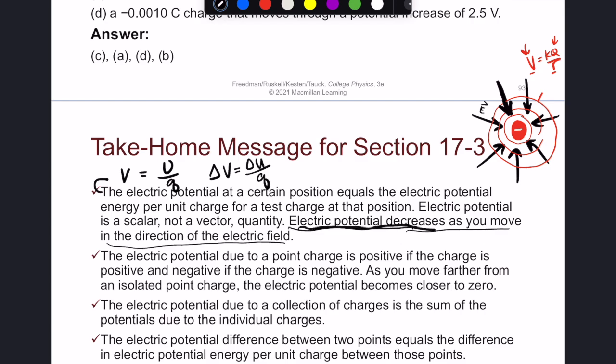So let's look at bullet point 2. The electric potential due to a point charge is positive if the charge is positive. It's negative if the charge is negative. That's really what I just showed you right here.